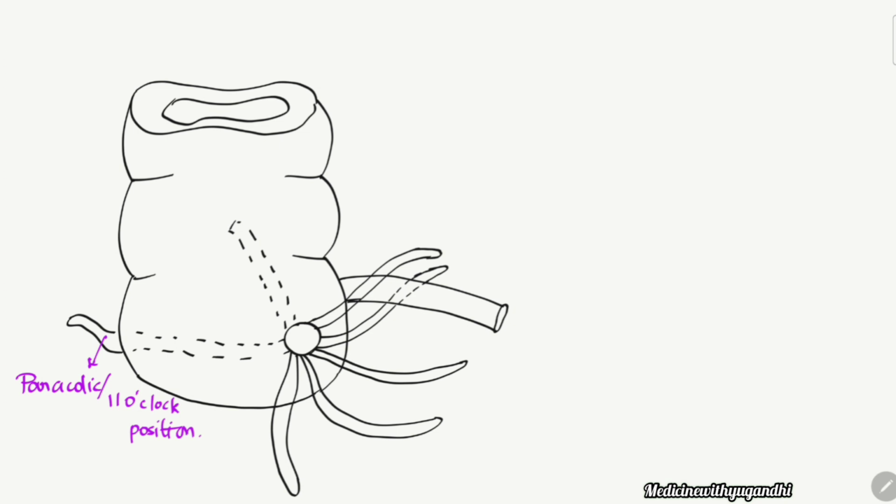The next one is retrocolic, retrocecal or 12 o'clock position. About 65% of people have this retrocolic or retrocecal position. See, the appendix may lie behind the cecum, or it also may lie behind the ascending colon. So this is the retrocolic or retrocecal, or 12 o'clock position.